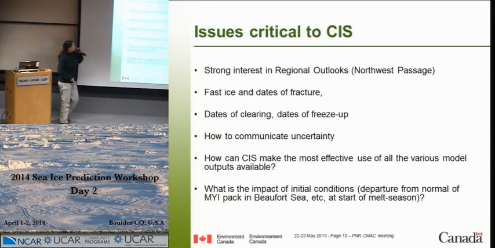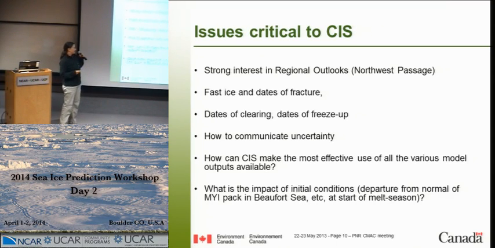So this is the last slide, just issues critical to the Canadian Ice Service, some things Adrian and I put together. Of course, we have a strong regional interest, the Northwest Passage being the key one. Fast ice and dates of fracture, dates of clearing of the ice, dates of freeze-up. How do we communicate uncertainty? I really like the idea of being able to say there's like a 60% chance of route clearing by a certain date. How can CIS make the most effective use of all the various model outputs available?